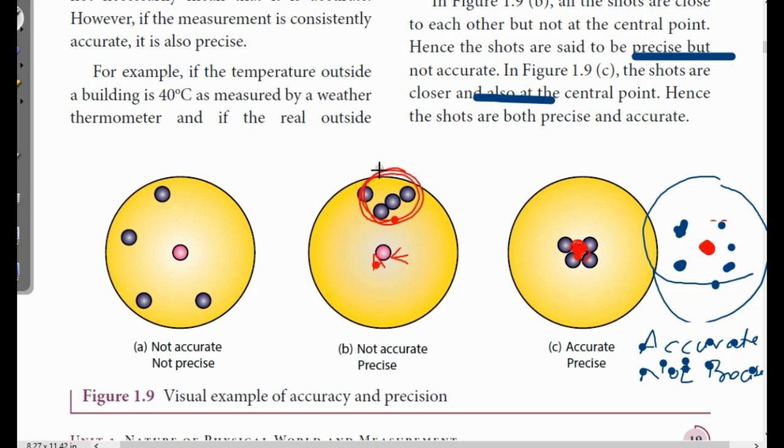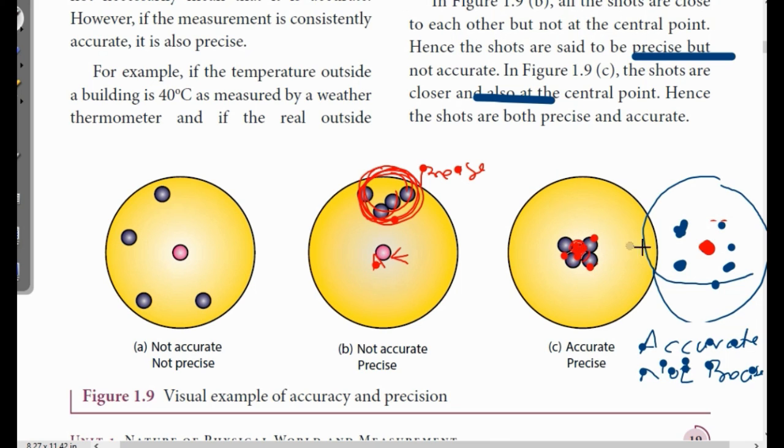But in this case he shoots far away from the accurate position, though consistently within this area, not as bad as this area. So he has improved from here to here. He has some consistency, but he is not close to the target. When you are close to the target, it is called accurate. When you are away from the target, but close within the range, it is called precise. Here it is close to the target, and also very close and consistent.